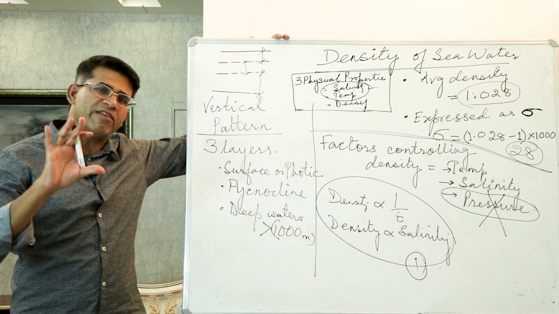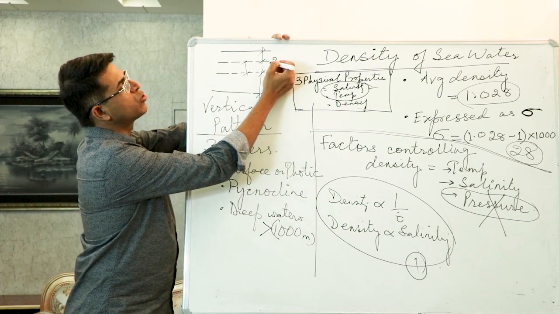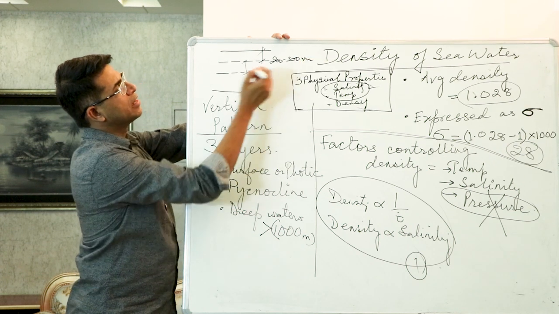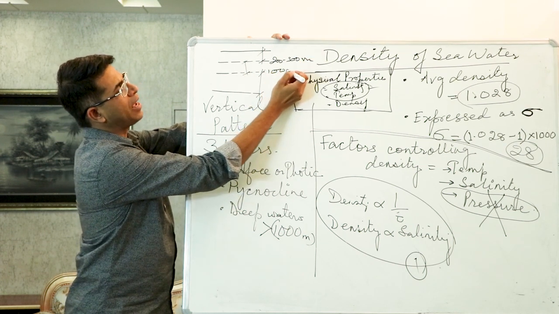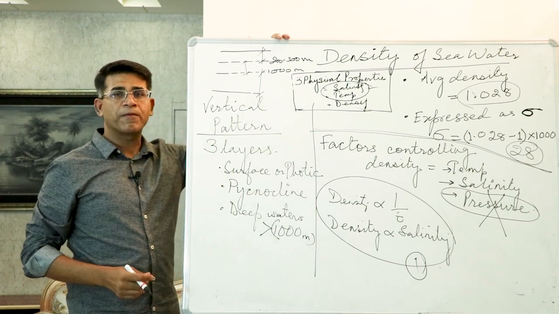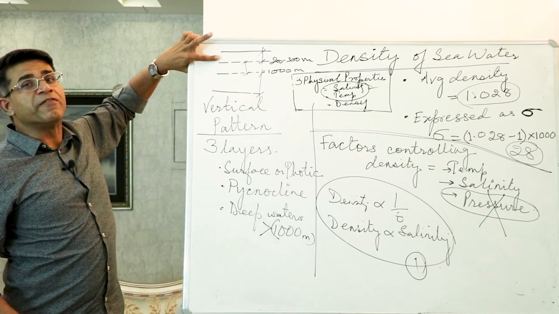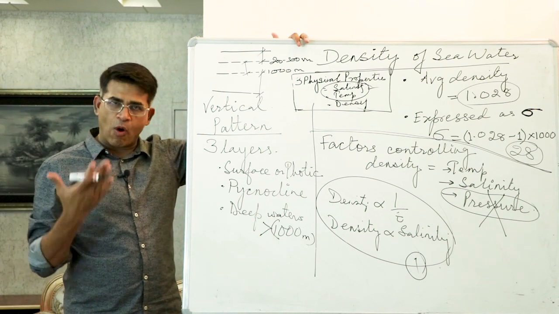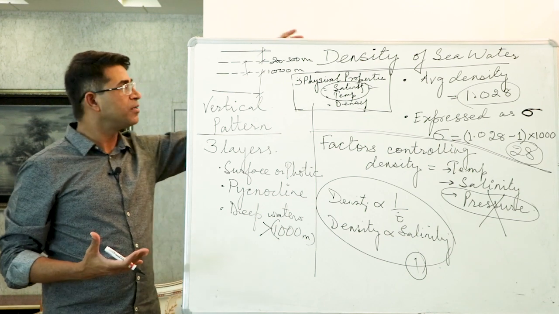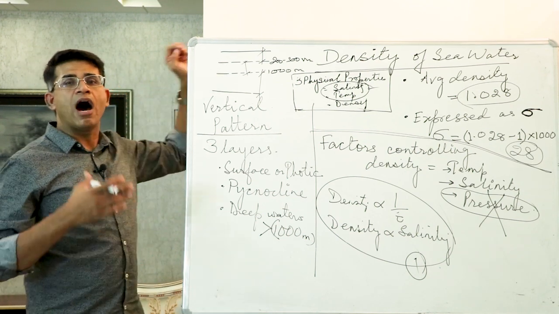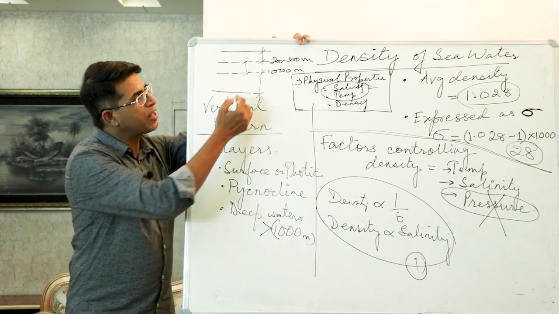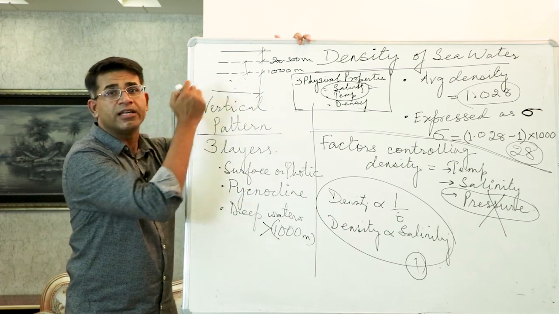So I'm giving you convenient numbers. This is around 200 to 300 meters. This is around 1000 meters. And thereafter we have the deeper water. In the surface, the waters are warm, and therefore less dense. The deeper waters are cooler, and this cold water is dense, and therefore this is a high density water.